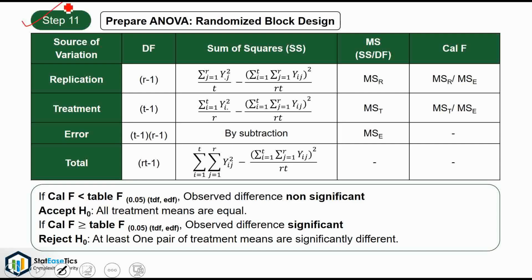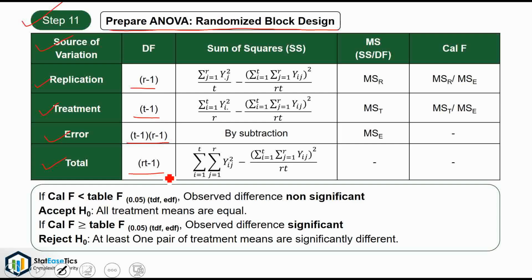Now let's see step 11, that is prepare ANOVA for randomized block design. The ANOVA constitutes of source of variation, which includes replication, treatment, error, and total. The degree of freedom for replication is r-1, for treatment t-1, for error (t-1)(r-1), and for total rt-1.